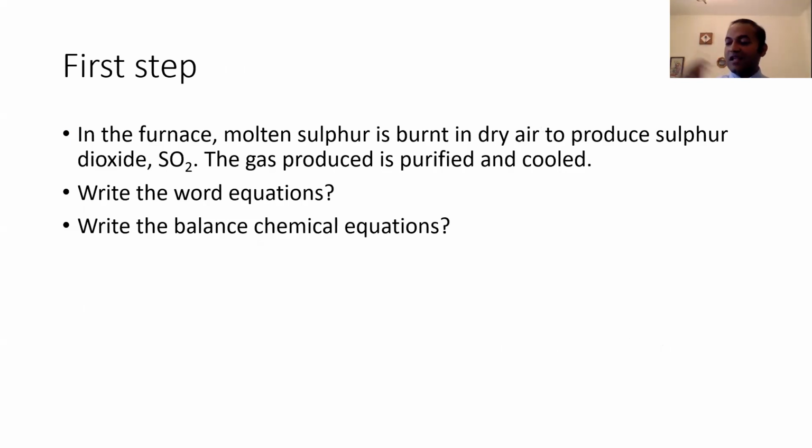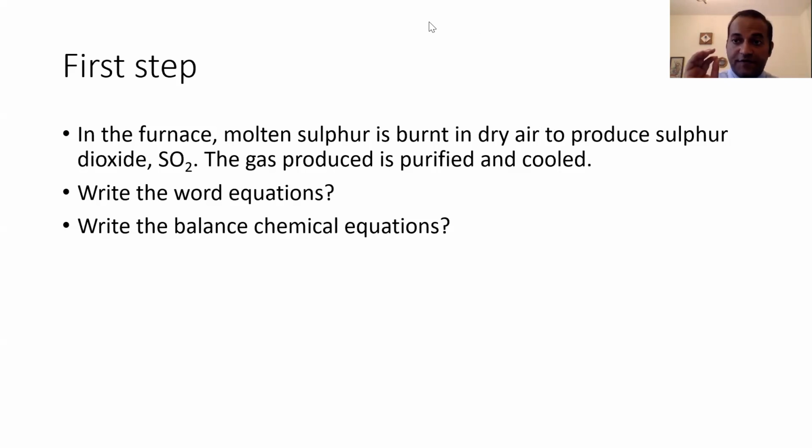Now, are you ready with your papers? Because we're going to do this together. We want to learn how to write a word equation as well as a balanced chemical equation. Okay, the first step: sulfur is oxidized into sulfur dioxide. This is the first stage of the contact process.